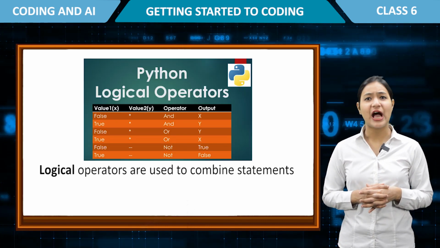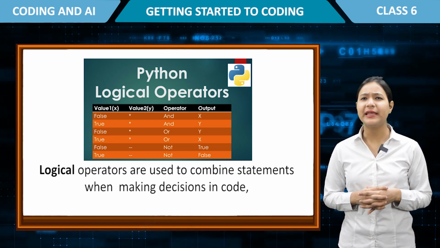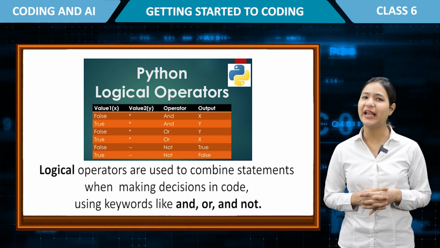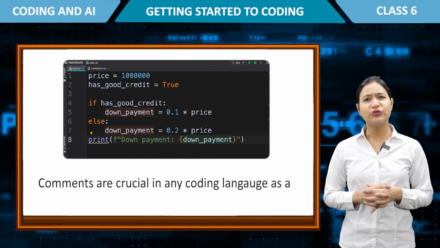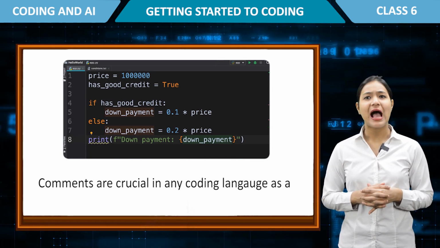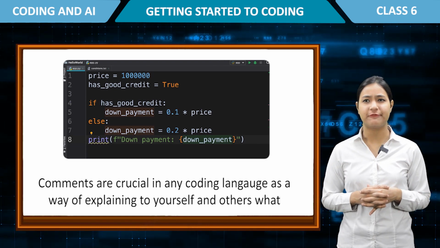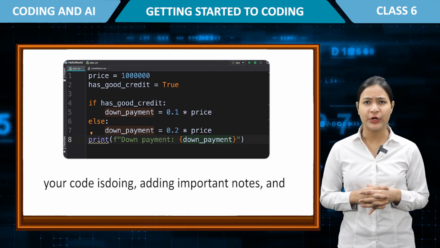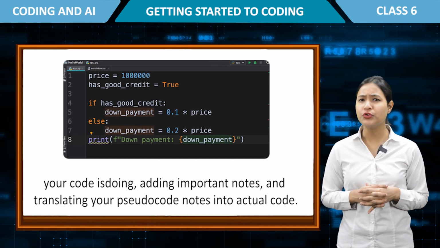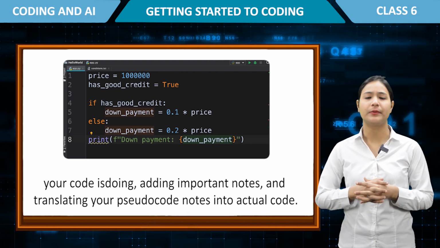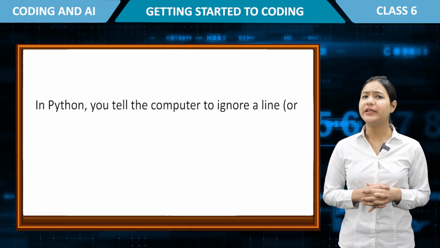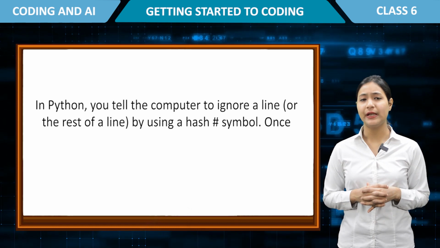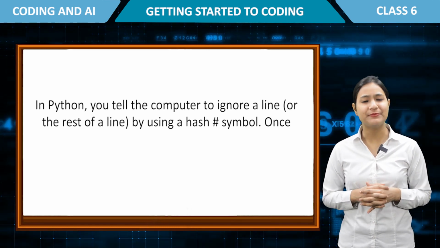Logical operators are used to combine statements when making decisions in code using keywords like and, or, and not. Comments are crucial in any coding language as a way of explaining to yourself and others what your code is doing, adding important notes and translating your pseudocode notes into actual code. In Python, you tell the computer to ignore a line or the rest of a line by using a hash symbol.